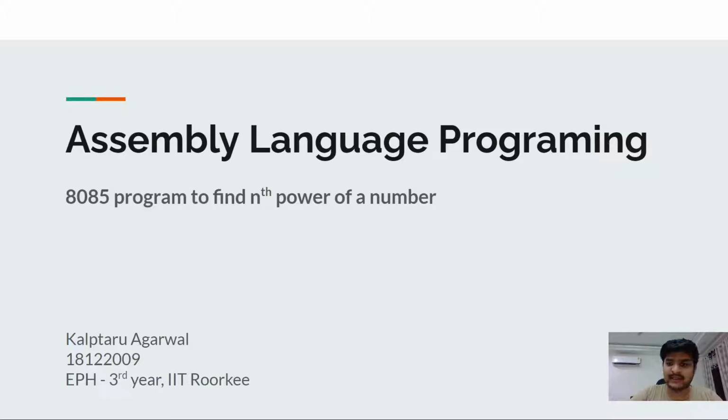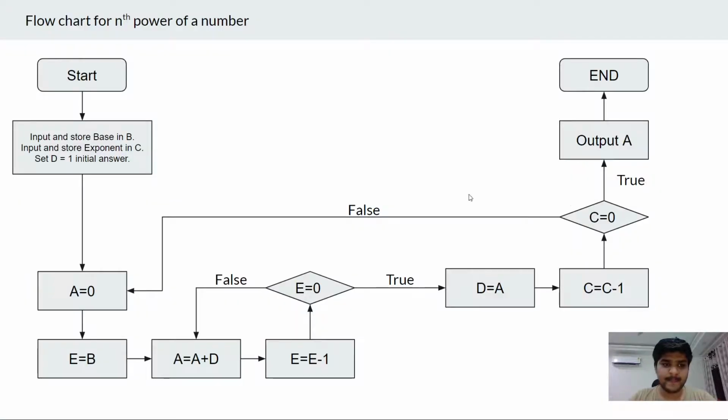So to explain the working, I will first show you some flow charts, and then I will explain the code which I have run to simulate the assembly language. Okay, so first we start the program. After start, we first take input of base and store it in B.